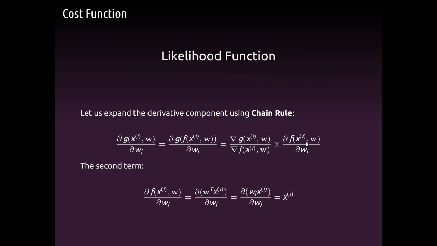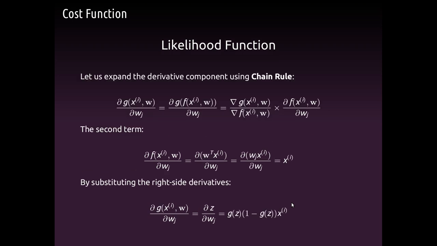Now we move to the second part, this one. The derivative of f of x super i and w with respect to w_j is computed simply as the derivative of w transpose x super i with respect to w_j, that is, the w transpose with respect to a single variable inside the vector of coefficients. We can write it as w_j multiplied by x super i, because all of the other coefficients will be deleted, since they have nothing to do with w_j. When you differentiate w_j x super i with respect to w_j, it will end up equal to x super i. So now we have computed both of these terms.